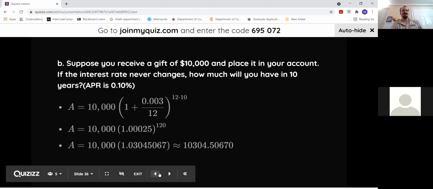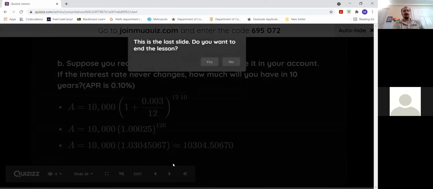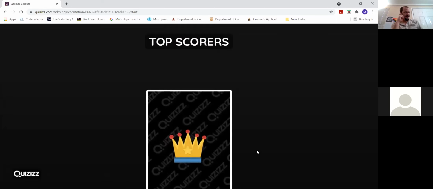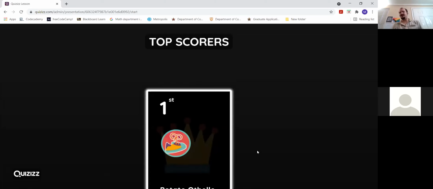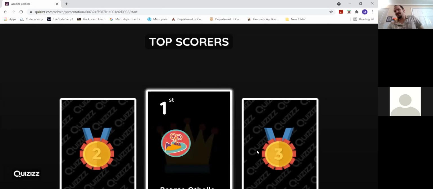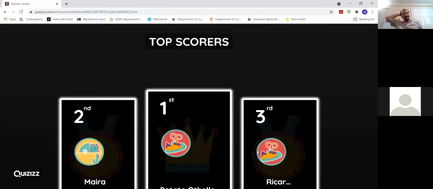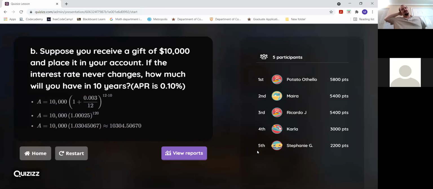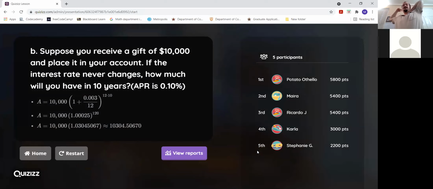And that is the last slide, I believe. That's it. If you have any questions, I'm here. If not, be prepared to go through 4C on Thursday. And then we'll finish up with 4D. So 4C is all about savings plans. And then we will go into loan payments.